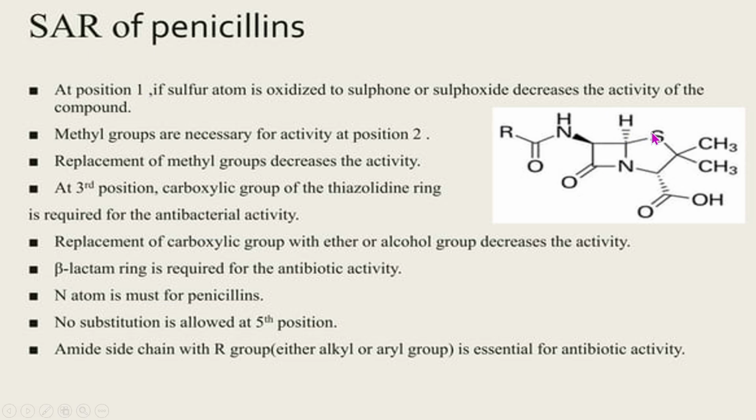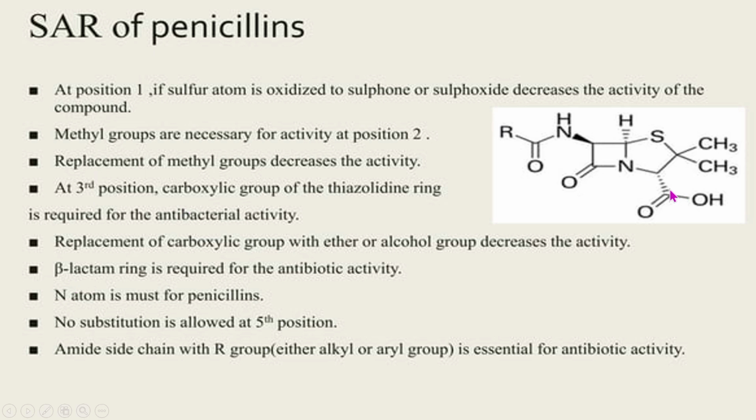At the first position, that is sulfur, if the penicillin undergoes an oxidation procedure, this sulfur atom is converted into sulfone or sulfoxide, and these sulfone or sulfoxide compounds decrease the activity of the compound. Next, methyl groups are necessary at position 2. The presence of the dimethyl group is required at position number 2. Replacement of the methyl group decreases the activity.